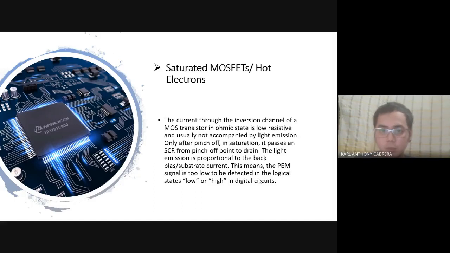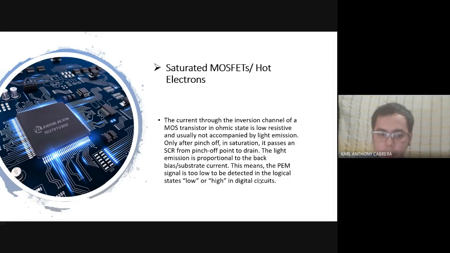Saturated MOSFETs or hot electrons. The current through the inversion channel of a MOS transistor in ohmic state is low resistive and usually not accompanied by light emission. Only after pinch off in saturation, it passes an SCR from pinch off point to drain. The light emission is proportional to the back bias or substrate current. This means the PEM signal is too low to be detected in logical states, low or high in digital circuits.